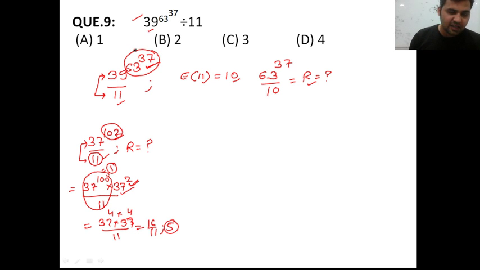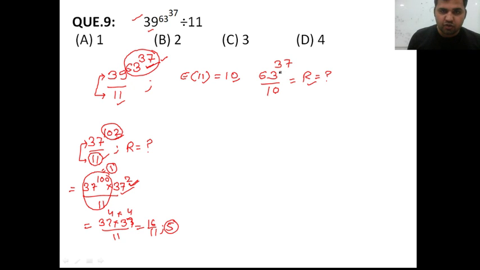This concept is clear till here, is it clear to everyone? Shall we move on to the next part? It should be clear till here, right? When 63 power 37 is divided by 10, whatever remainder comes, that remainder will replace this power, right?